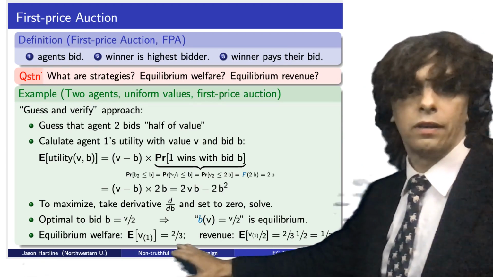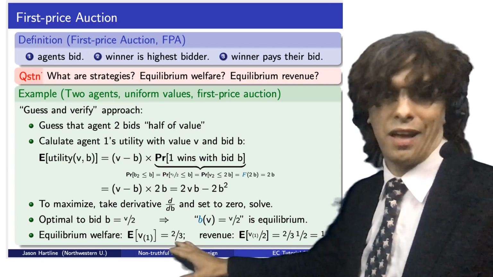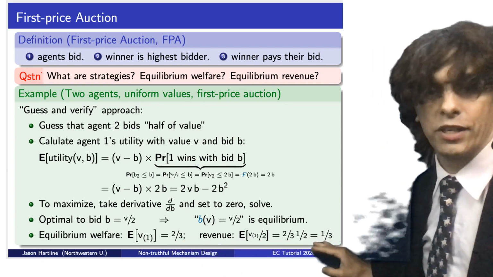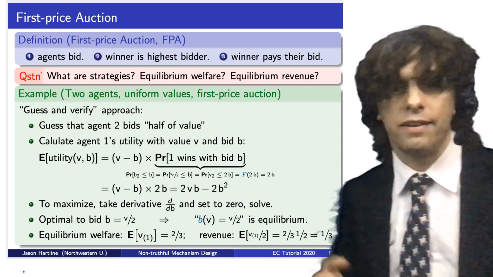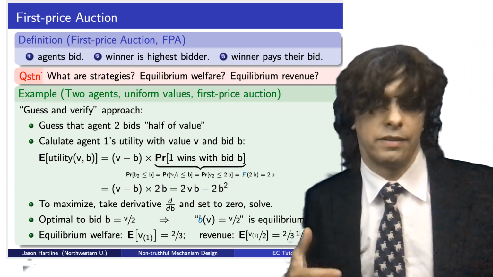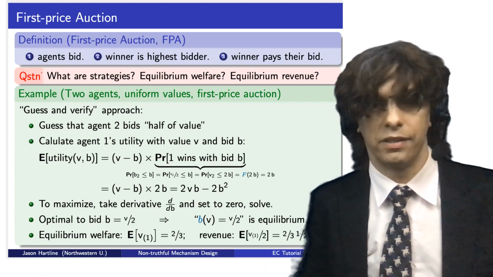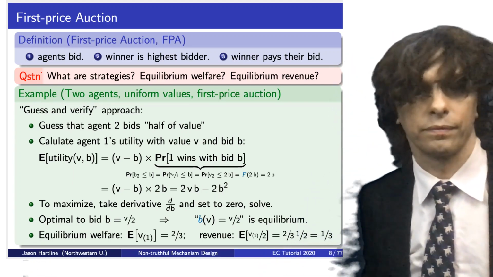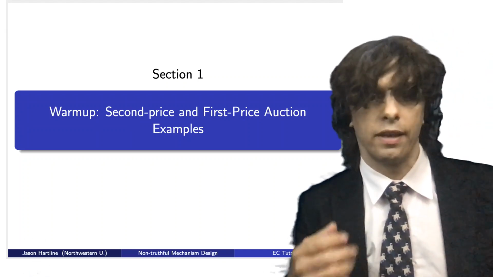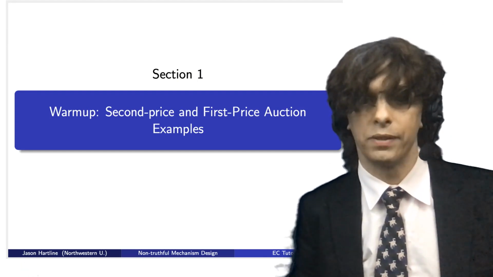These numbers should look familiar. 2/3 was the welfare of the second price auction. Again, the same bidder is winning, the highest value bidder. And this revenue is the same as the second price auction revenue. This is in fact not a coincidence. It's a general principle called revenue equivalence that we'll be discussing later in this tutorial. Great, so that was our warm-up, looking at the second price auction and the first price auction through examples.